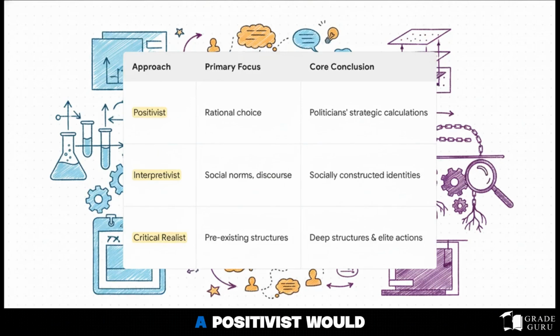Look at the difference. A positivist would focus on what they can observe and measure, right? So they'd look at the rational choices of politicians and say, hey, this war was driven by strategic calculations. But an interpretivist, they're going to look at something totally different, like public speeches and discourse, to understand how ethnic identities were socially constructed and used to fuel the conflict. And then you have the critical realist, who tries to connect the dots. They'd look at both the observable actions of the elites and those deep, unobservable historical structures that created the conditions for war in the first place. You see? Same event, three completely different stories.